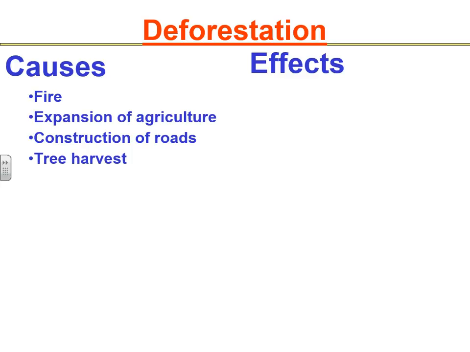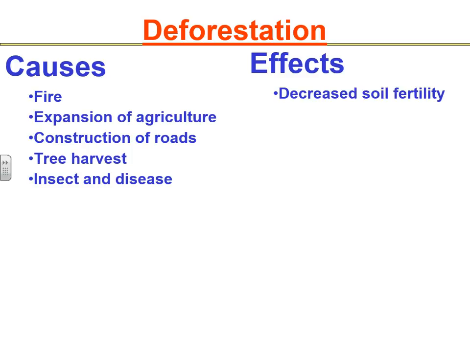And if we are having tree farms that are unsustainable, monocultures, then we can have the spread of diseases and insects that can wipe out the trees. Some of the effects that we see is a decreased soil fertility. So if there are no trees present, there are less leaves and organic material that are going to make the soil nutrient rich, so it decreases the soil fertility.